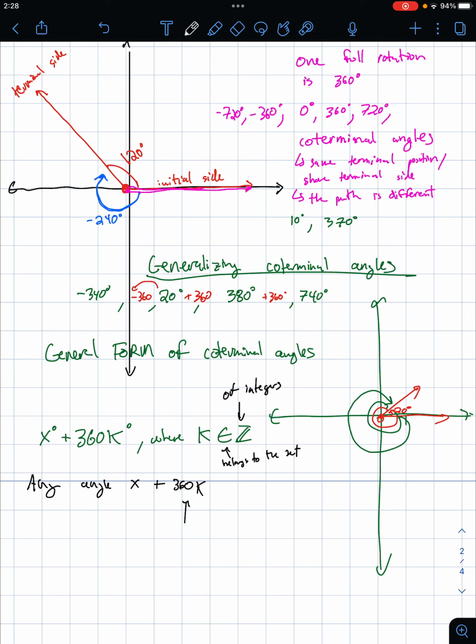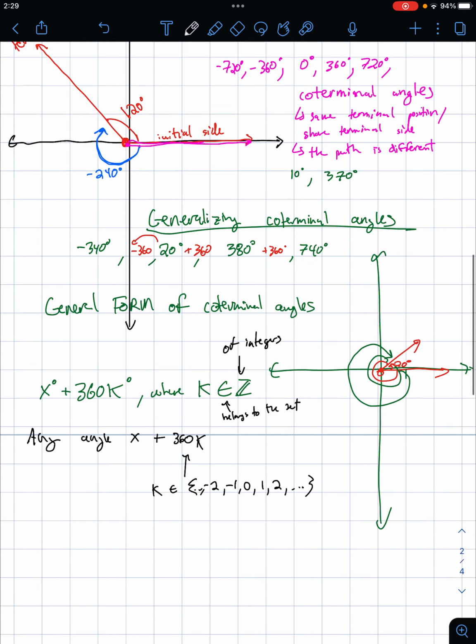So if we have some angle x and we add 360 times k, well, the set of integers means k belongs to this set of, we'll say, -2, -1, 0, 1, 2, so on and so forth. The integers are all those whole numbers, positive, negative, including 0. So long as k is an integer, 360 times k is going to represent 1 full rotation, or 2 full rotations, or 3 full rotations, or -2 rotations, rotations in the other direction. So we would be able to say that all those coterminal angles are covered by that expression.